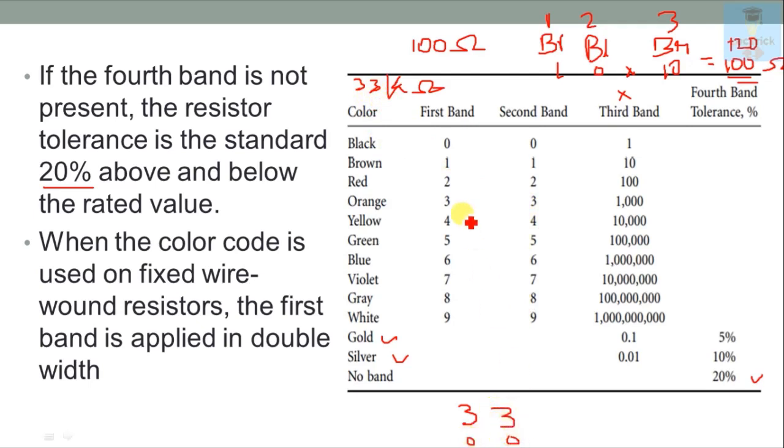So the second band is also orange, 3 kilo. This is also orange. Then kilo ohm, K means 1000. So this is also orange. In order to get a 33 kilo ohm resistor, you need orange, orange, orange. The first three bands should be orange, orange, orange. Then the last band can be gold, silver, or no band. So this is how we can calculate by using this color chart. You need to remember all the names in the proper order.